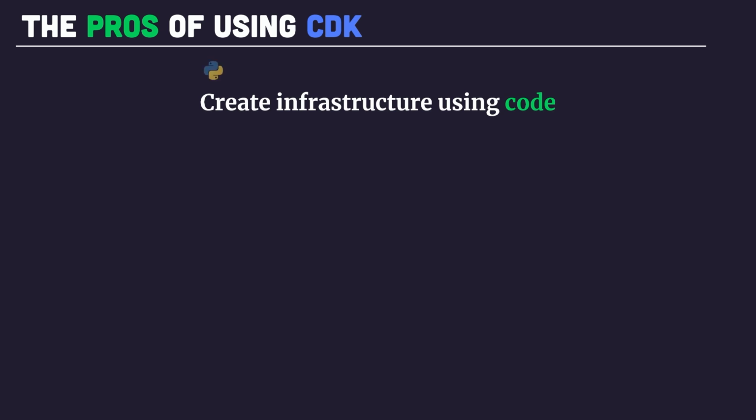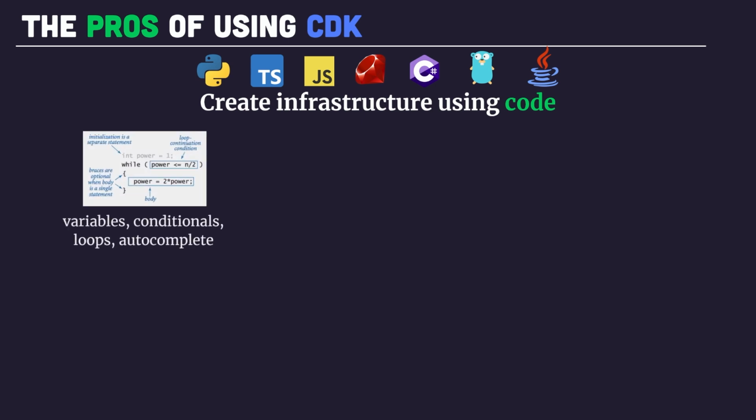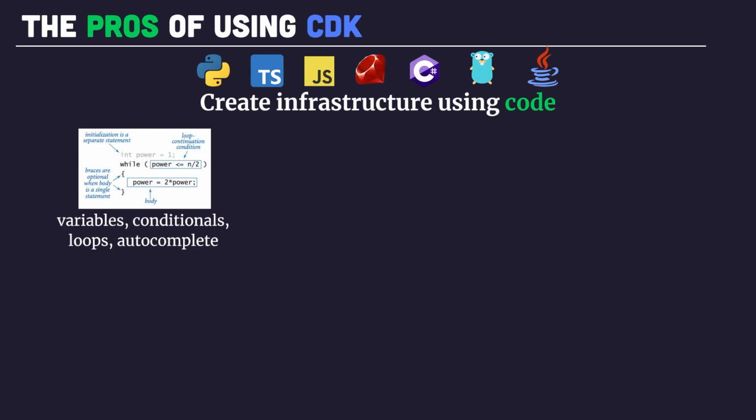So the main idea with CDK is that it allows you to create your infrastructure using code. So it supports many different programming languages from Python to TypeScript and JavaScript. There's also Ruby support, C#, Golang, and Java. And because you create your infrastructure using code, it also means that you have access to all of the benefits that code gives you. Things like variables, conditionals, loops, and autocomplete in your IDE.